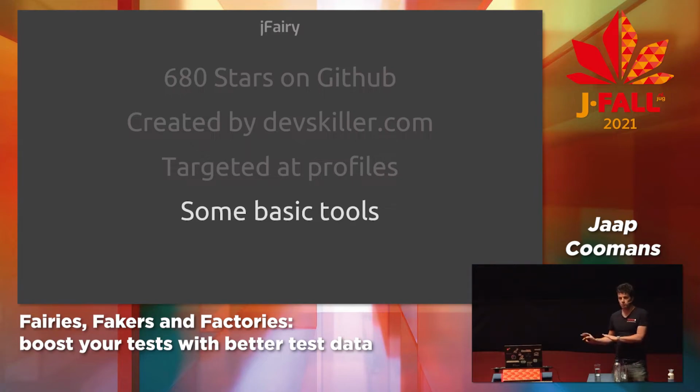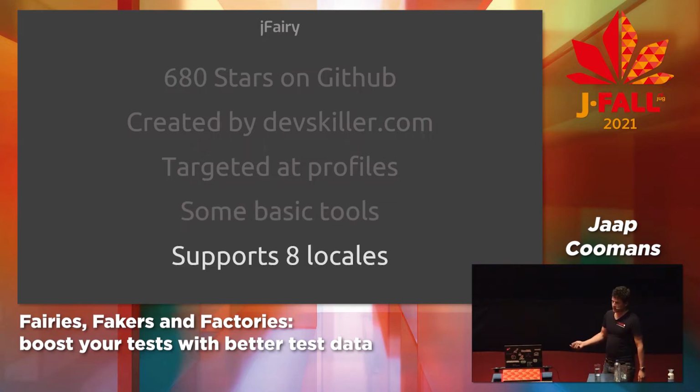There are some basic tools still in jFairy as well to do things like generating real random values, but less than in javaFaker. And finally, it supports 8 locales. Slightly less, but I don't know them by heart, but I believe it's English, Chinese, German, French. So quite common ones that are useful.